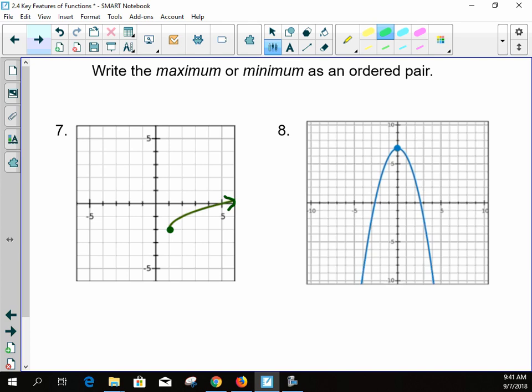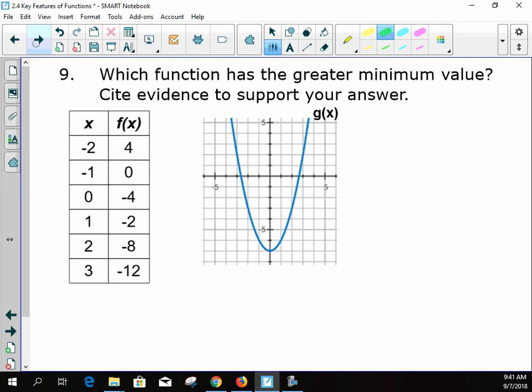Okay, you guys should be able to do these. All right? See, here we go. Which function, f of x or g of x, has a greater minimum? Well, g of x, my minimum is right here. It is 0, -7. That's a pretty low minimum. Do I have to graph f of x to find my minimum? No, you're correct. We don't have to.